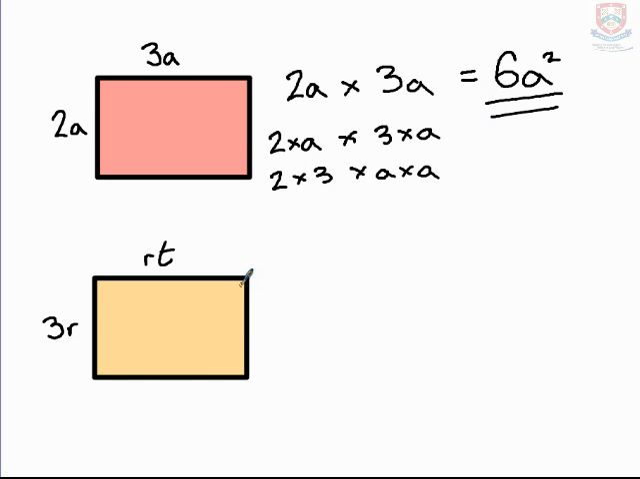In the same way, we can rearrange or group together the multiplications for this second shape. I have 3r multiplied by rt. Multiply everything that's the same family together. There's no number, so it's just 3. We've got r times r, so that becomes r squared. And there's only a t to be multiplied by now. So the final answer is 3r squared t.